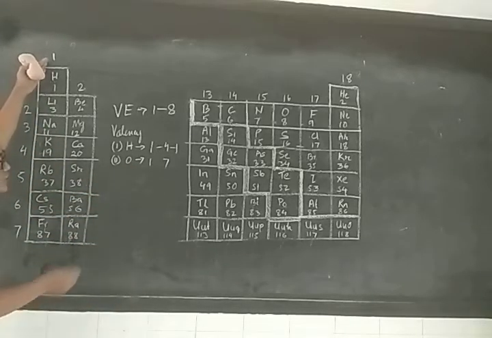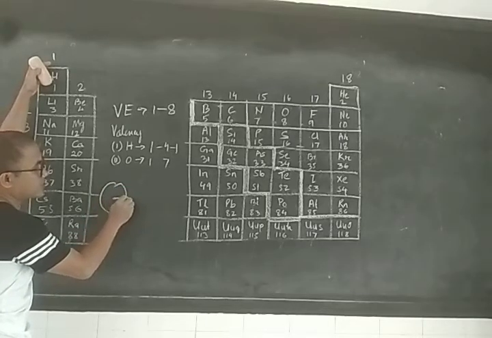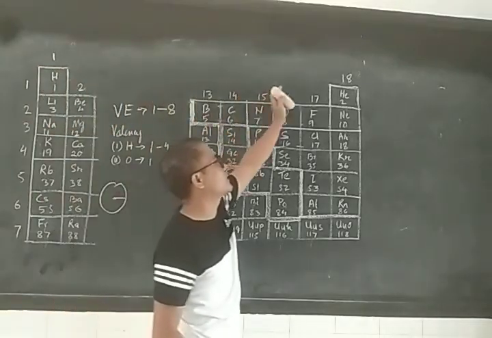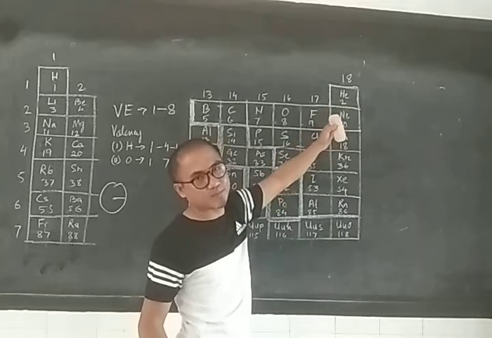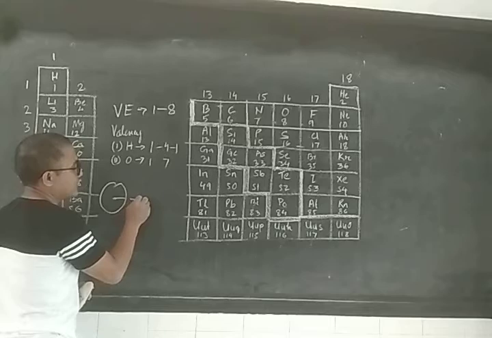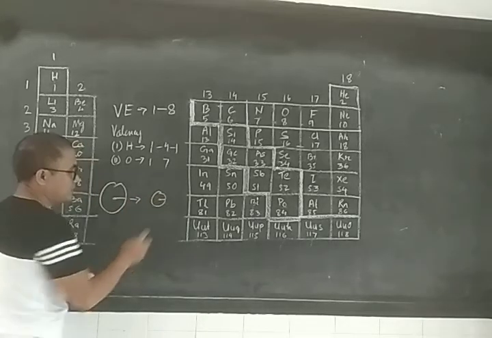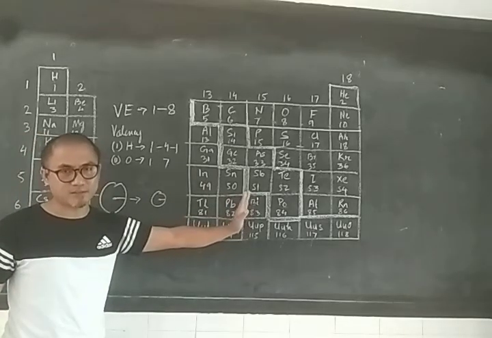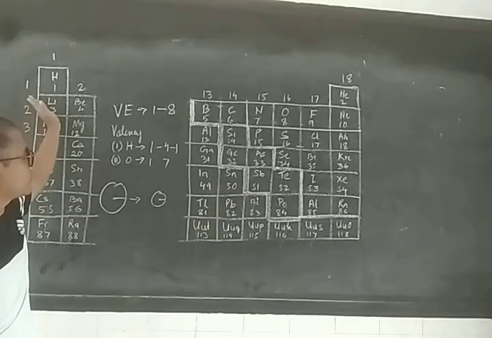That means the first group will have the biggest radius. This is the radius, and as we move here, the radius becomes smaller and smaller till 17. This group I will explain later. As we move from left to right like this, the radius becomes smaller and smaller. That means the size of the atom is decreasing. I hope that's clear. Size of atom is decreasing as we move from left to right.